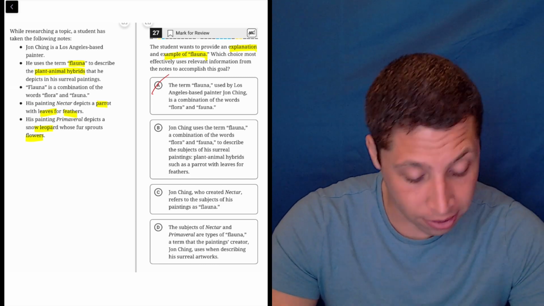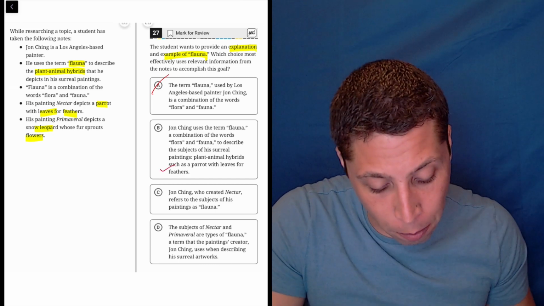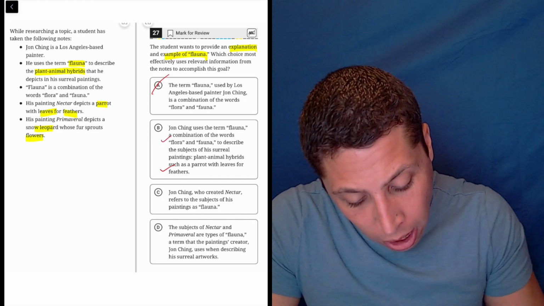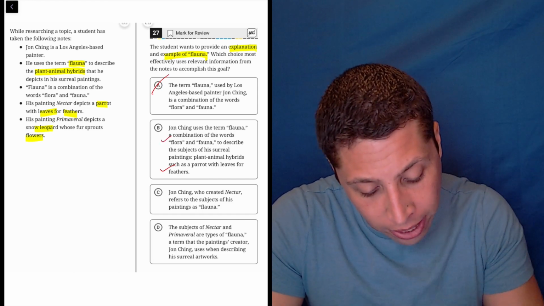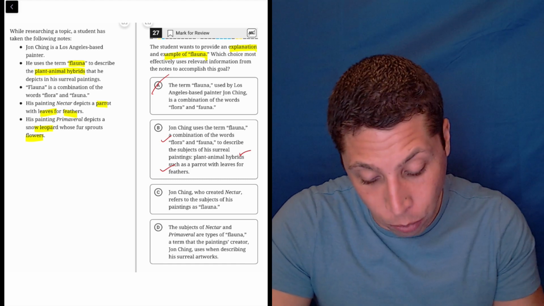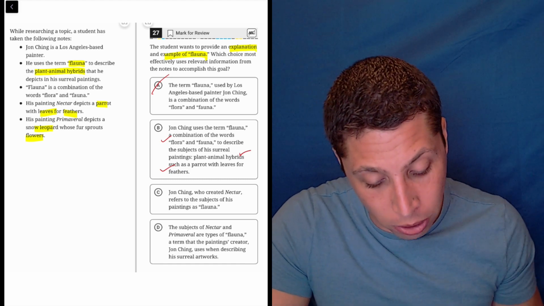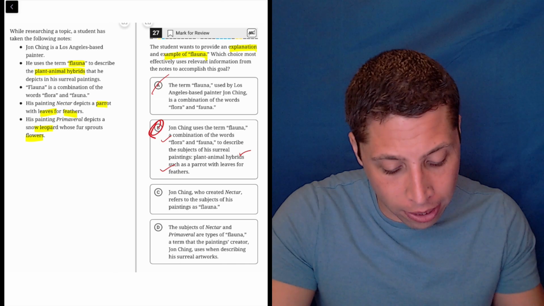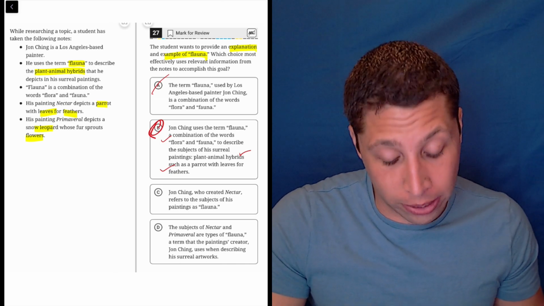Okay, so this does a lot. This is definitely it. They give me the example of the parrot, they tell me where the word comes from, and they kind of also define it, right? The plant-animal hybrids piece is kind of what I originally thought the explanation would entail. So this is probably it. We gotta look at C and D, but I got a good feeling about B.